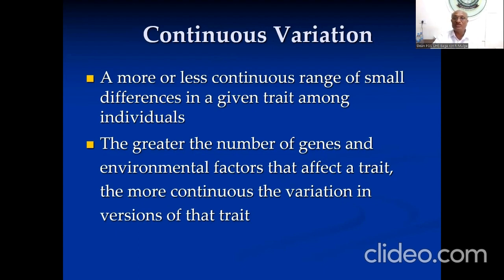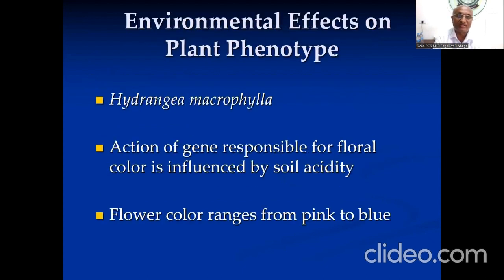We don't study one gene, two genes there. We start calling them additive, dominance, and epistatic kinds of contribution. Environmental effects on plant phenotype: Hydrangea macrophylla, action of genes responsible for floral color is influenced by soil acidity. This is true. Flower color ranges from pink to blue. This is because of the environment. Now you are getting confused whether really the genes are doing it. Yes, they are interacting with the environment.